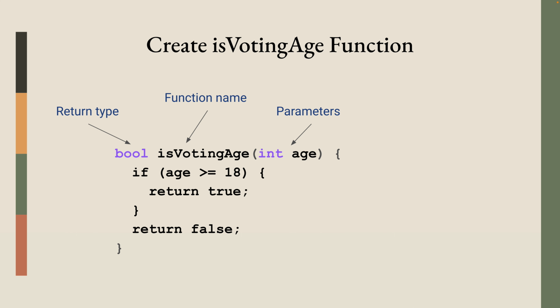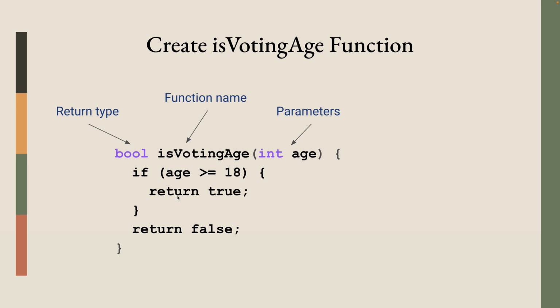Okay. In the isVotingAge function, we just need to know one thing. We need to know what the age is so that we can tell whether they're old enough to vote or not. Why is it okay for us to not have an else statement and just say return false here? An else statement would work. The code would still work even if we did else return false. But there's a reason why this one works even without the else.